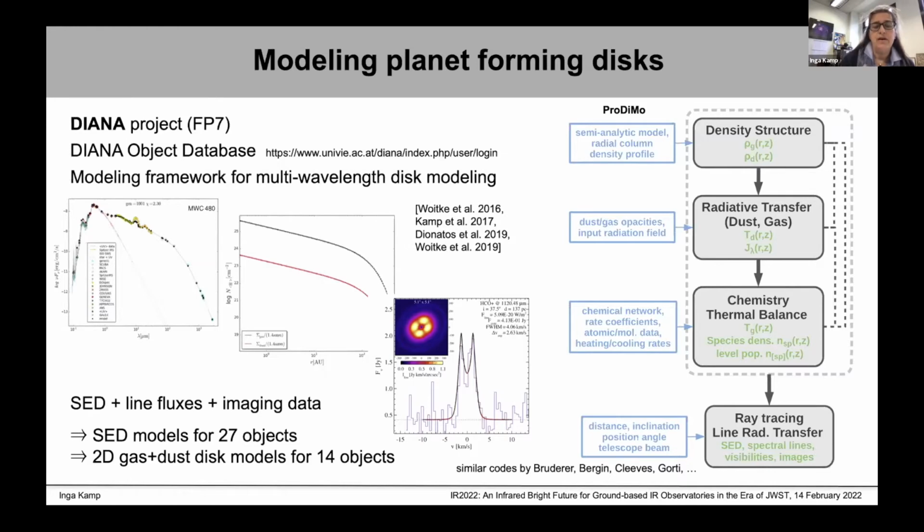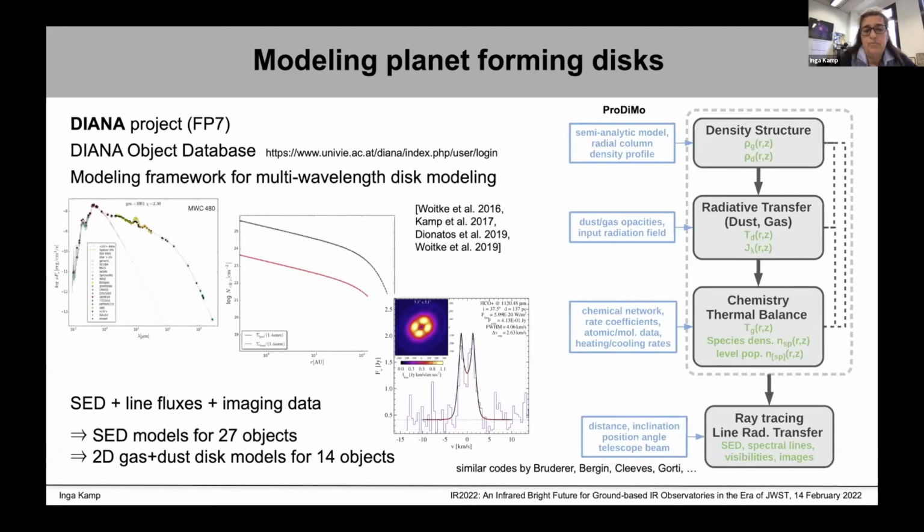I show here one example, which is the disk MWC480, one of the disks we modeled within the DIANA project. That was a big European project that got funded in the FP7 program in order to develop a framework with which we can really study these disks using all the data that is out there from the UV or X-rays even all the way to the sub-millimeter, and try to understand them within one single modeling framework. In that particular project, we did SED models for 27 objects that are very well-studied disks, and also 2D gas plus dust disk models for 14 objects.